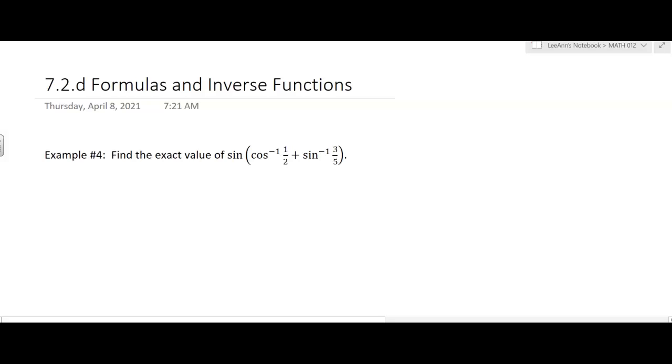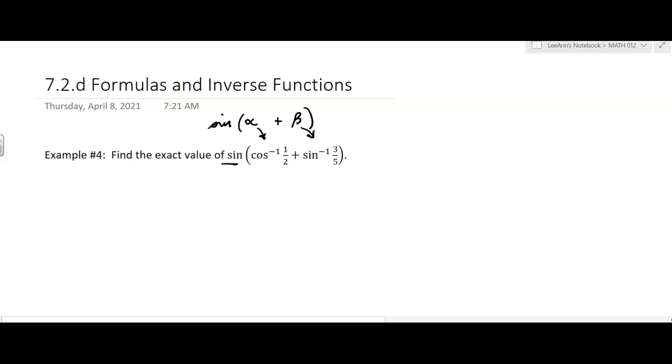Okay, so now we're going to be using a sum formula for sine. Again, it says find the exact value, so we want to keep that in mind. And this is like sine of alpha plus beta. Now alpha is going to be that inverse cosine of 1/2, and beta is going to be inverse sine of 3/5.